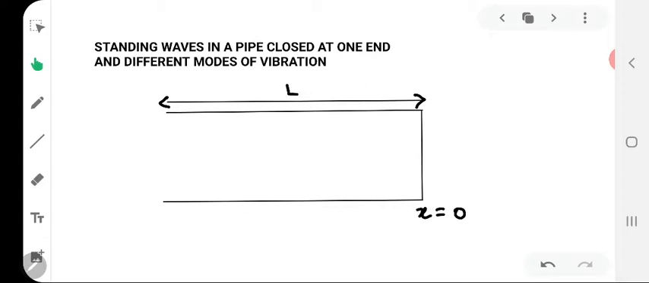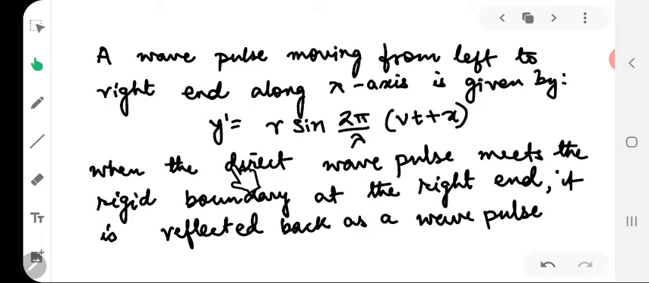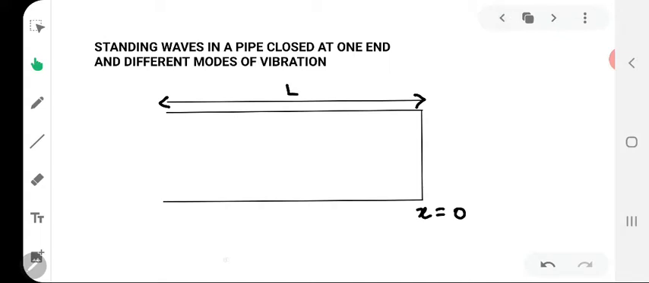Then a wave pulse that is moving from the left end to the right end along the x-axis shall be given by this equation, y dash equal to r sine 2 pi by lambda (vt plus x). Now when this direct wave pulse meets the rigid boundary at the right end, it is reflected back.